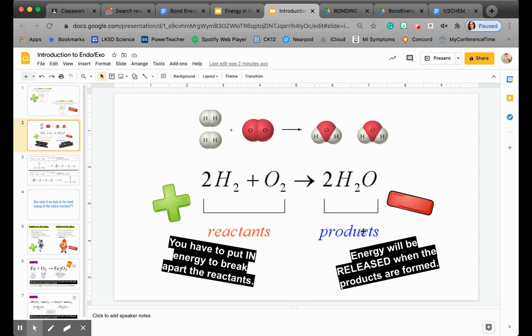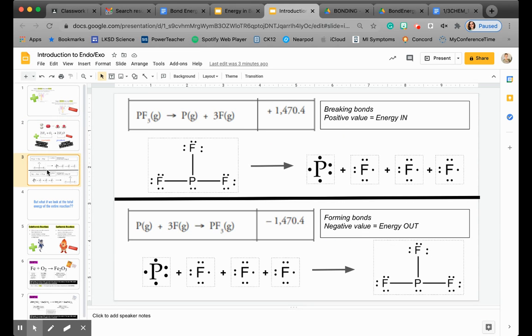On the flip side, for the products, because we're forming new compounds, new molecules, energy is going to be released because we're forming new bonds. So those will always have a negative value. Let's take a look at an example you guys did in the worksheet.